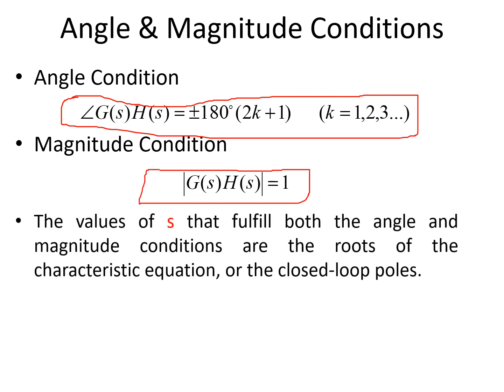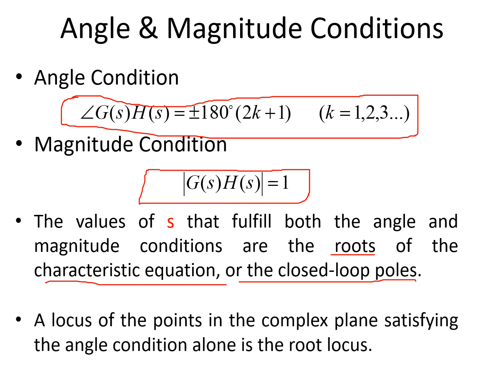So the values of s that fulfill both the angle and magnitude conditions are the roots of the characteristic equation, or they are called the closed loop poles. So they have to satisfy these two conditions. Then only they can be considered as the roots of the characteristic equation. And a locus of points in the complex plane satisfying the angle condition alone is the root locus. This is one thing you need to remember.